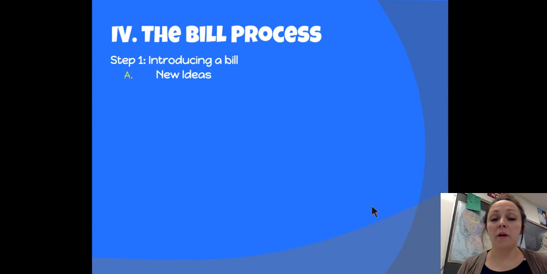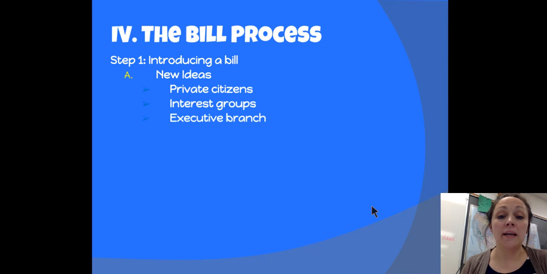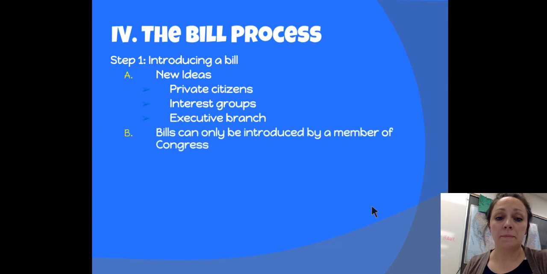Next, here's the actual bill process. And I'm going to go through this kind of quickly, so please make sure that you're pausing me as you need to. Step one is the introduction of new bills. Now, we get ideas for new bills from a variety of sources. Private citizens like you and I, if we would contact our congressman and say, hey, I've got an idea for a bill. Interest groups. And we've talked about interest groups before. These are groups of people that have a common interest, and they try to persuade members of Congress to vote a certain way. And then also the executive branch. The president can be a great source of new ideas for Congress.